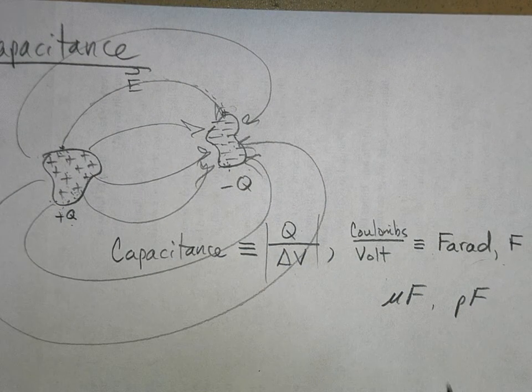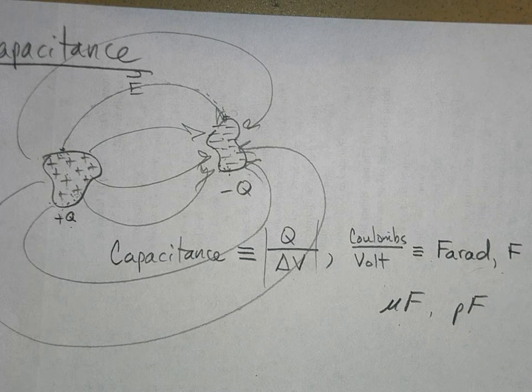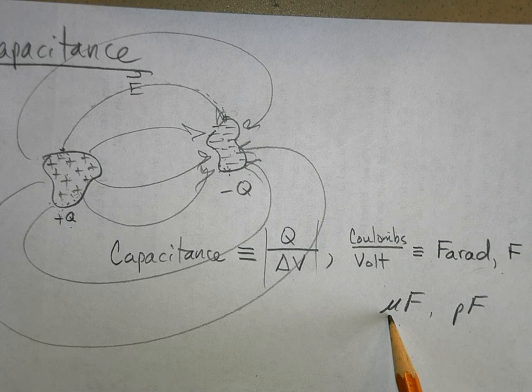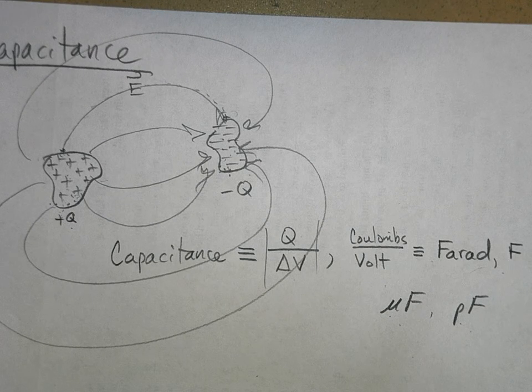If you go to Radio Shack and buy some capacitors, they'll probably be measured like this. And remember, micro is times 10 to the negative 6. Pico is times 10 to the negative 12. Sometimes you see nanofarads, that's times 10 to the negative 9. Okay.